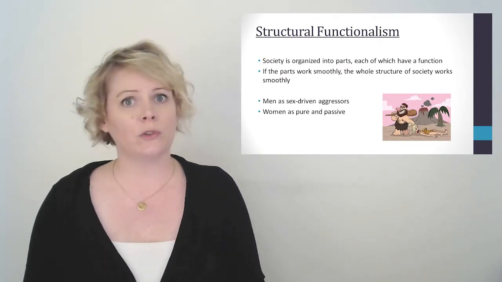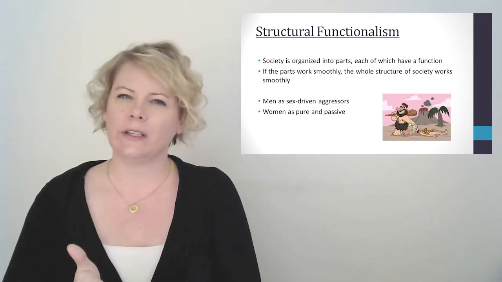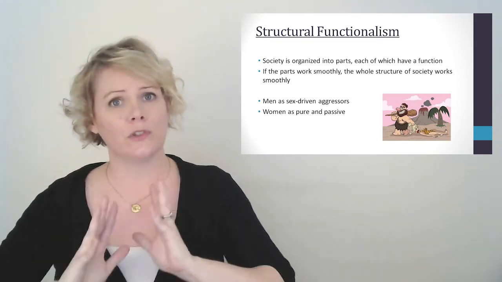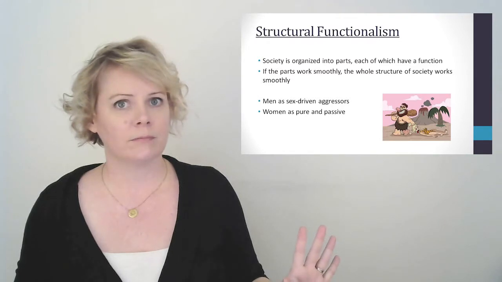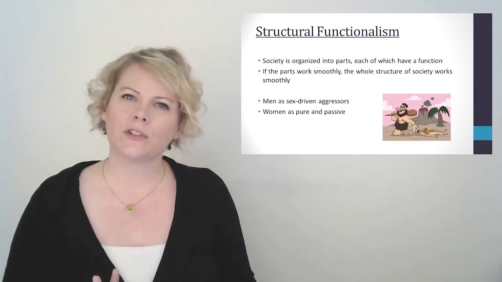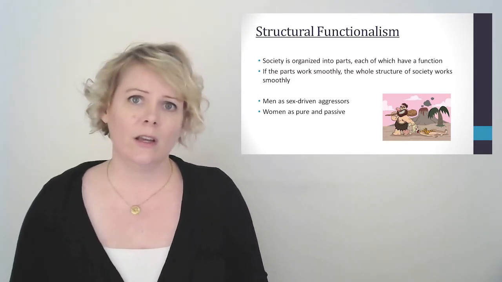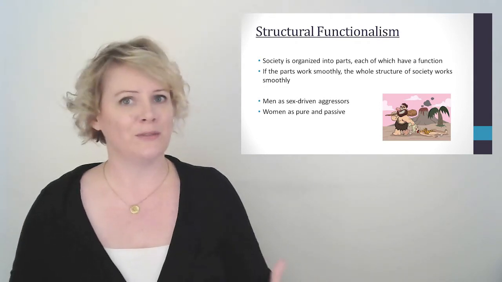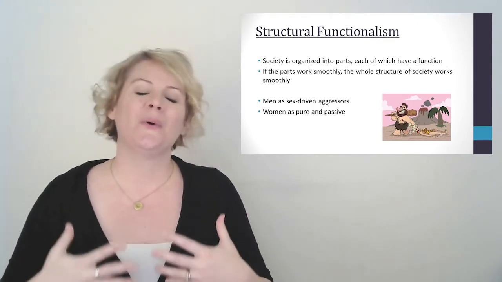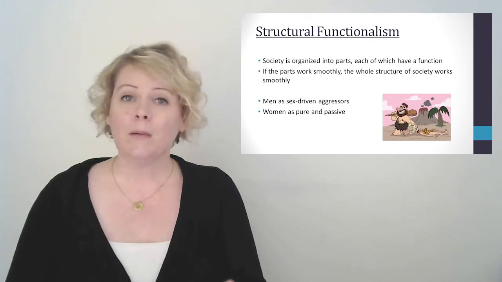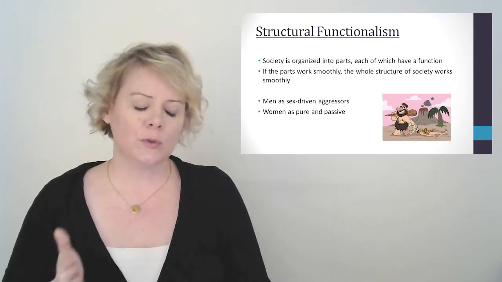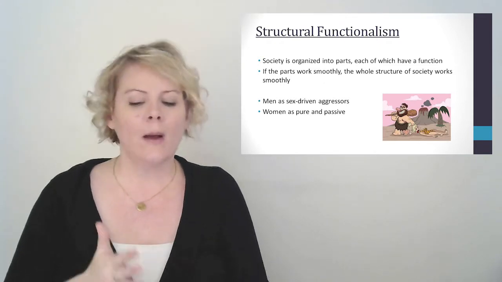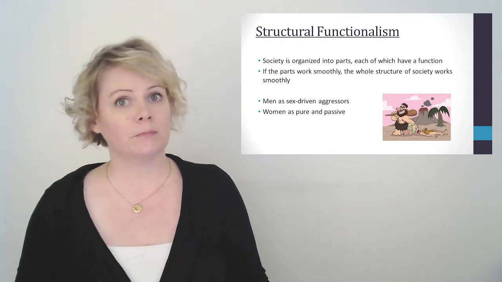So think of structural functionalism as like concrete examples of society moving forward smoothly. Everything in its place, everything operating smoothly. The problem with structural functionalism is that it can be super limiting. For instance, not all men are aggressive and not all women are passive. So it isn't always correct, but it can be really comforting because it tends to see things as black and white. So it can be limiting and it can be wrong, but sometimes it is useful.